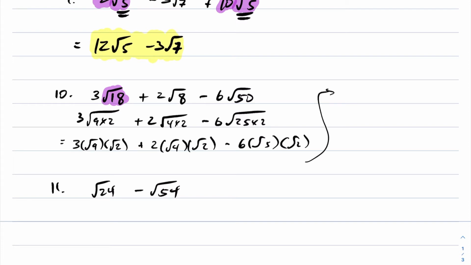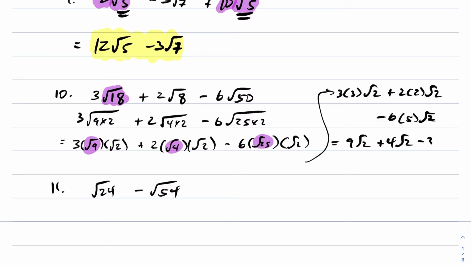And then what does that allow us to do? Well, I know the root of 9 is 3, the root of 4 is 2, and the root of this should say 25, and the root of 25 is 5. So this becomes 3 times the root of 2 plus 2 times the root of 2 minus 6 times 5 times the root of 2, which is going to equal 9 root 2 plus 4 root 2 minus 30 root 2.